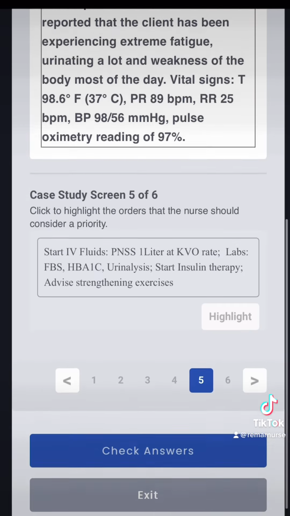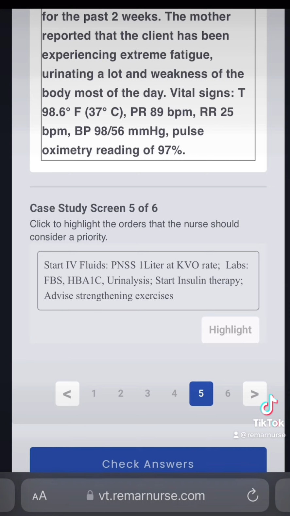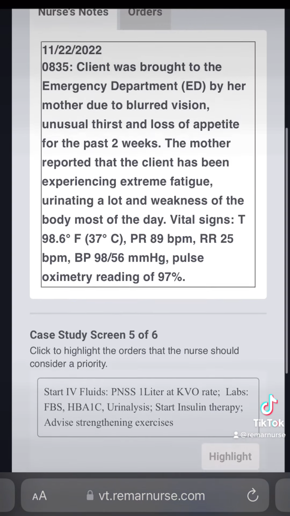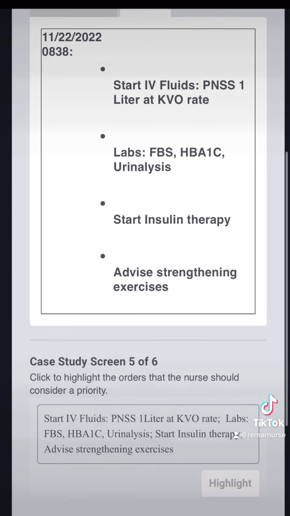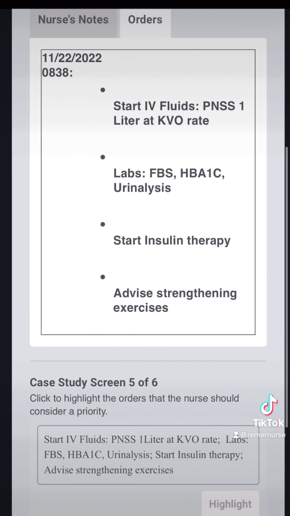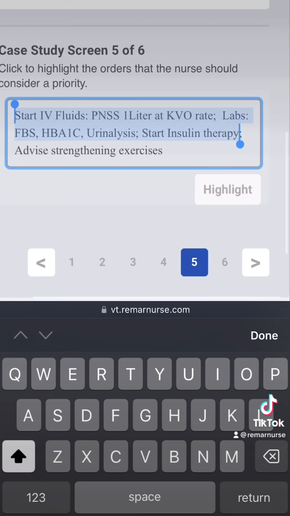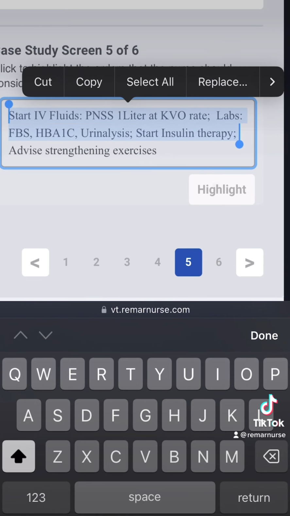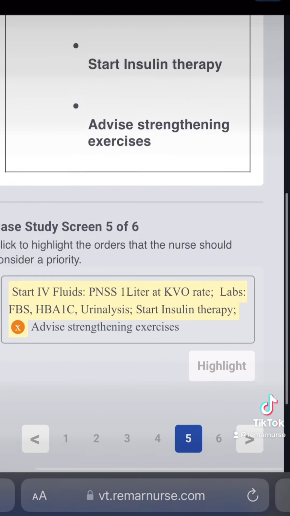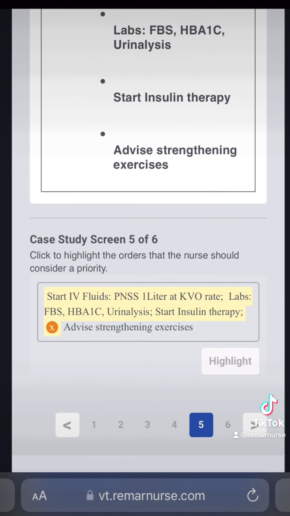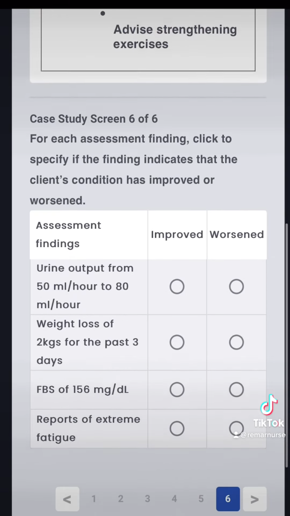Regulate glucose levels. Yes. All right, in my question bank, all question types. So here's a highlighting question. Click to highlight the order that the nurse should consider a priority. And so looking at these orders, they seem like the ones that we got in the chart. I don't think there's any difference. Let me just check it. Yeah, they match up. They're the same. Okay, so we need to select a portion of the orders, and we are able to select everything that we think is important. So I'm going to go all the way up to here. And I'm going to highlight that. I think those are my priorities. Strengthening exercises can wait. No.